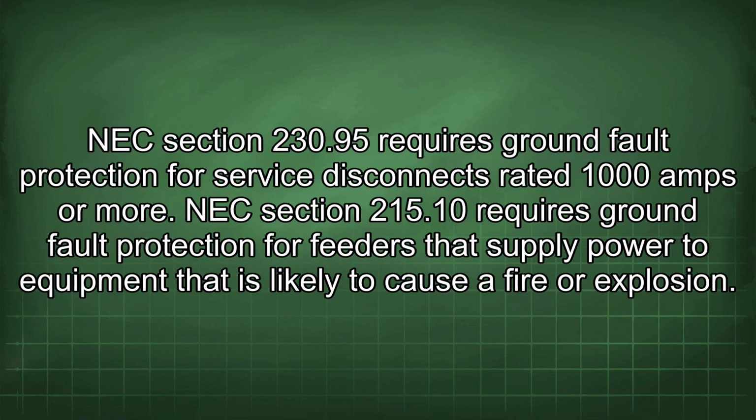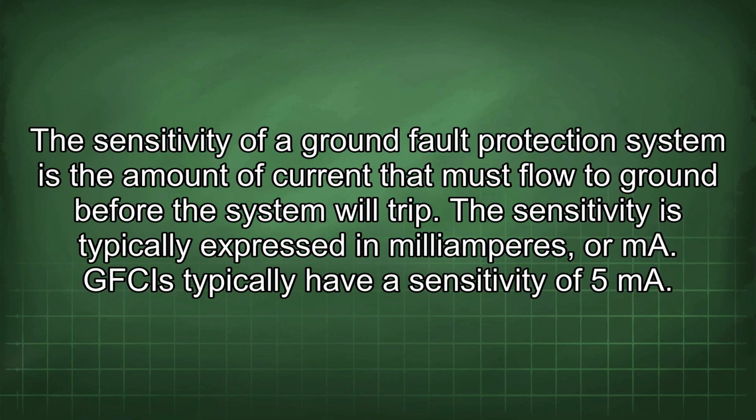NEC Section 230.95 requires ground fault protection for service disconnects rated 1000 amps or more. NEC Section 215.10 requires ground fault protection for feeders that supply power to equipment that is likely to cause a fire or explosion. The sensitivity of a ground fault protection system is the amount of current that must flow to ground before the system will trip. The sensitivity is typically expressed in milliamperes or mA.